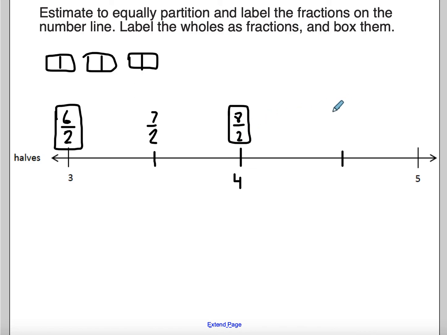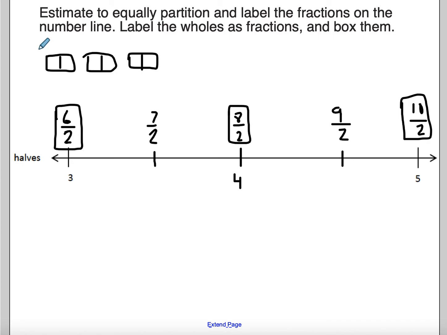9 halves. And lastly, what do we have over here at 5 wholes? How many halves would that be? 10 halves, and I know this is correct because 10 divided by 2 is 5, and we're going to go ahead and box this because remember it says to box the wholes as fractions.